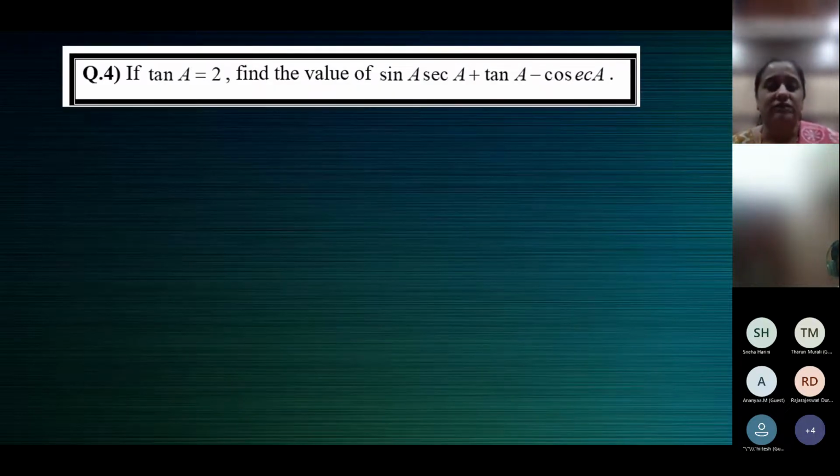If tan a is equal to 2, find the value of sine a secant a plus tan a minus cosecant a. So remember, children, whenever you are given the value of one t ratio, you can find the values of all the other t ratios using a right triangle.